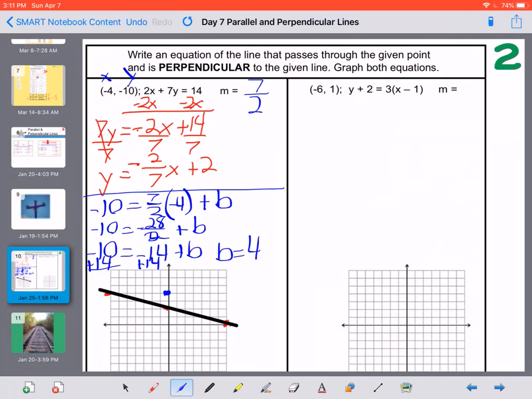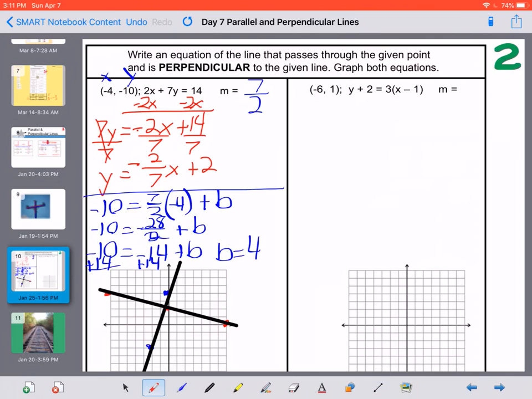Now my slope says 7/2, so I could go up 7, but in this one I can't go up 7. So I'm going to go down 1, 2, 3, 4, 5, 6, 7. Now over to the left 2 so I can make a line. Now these two lines are perpendicular because they make some right angles when they cross.